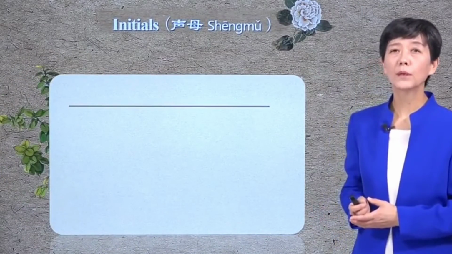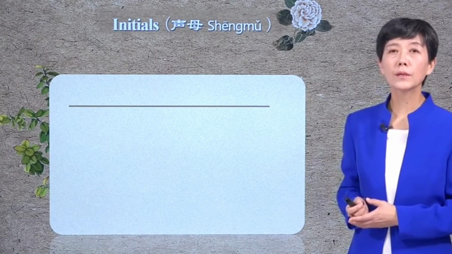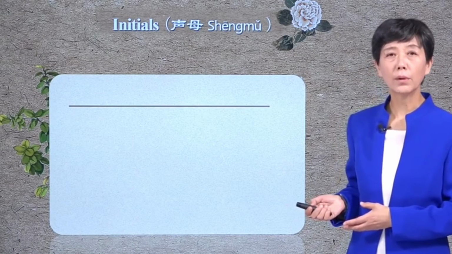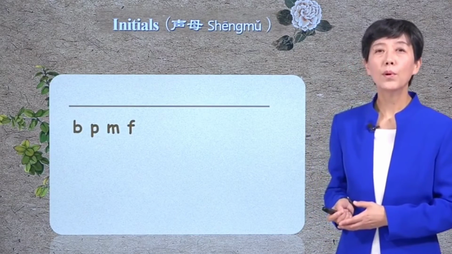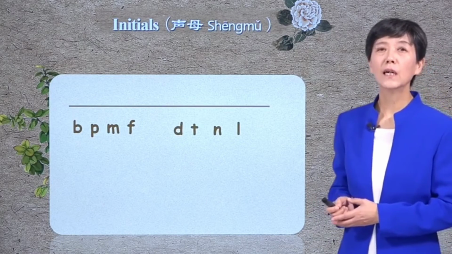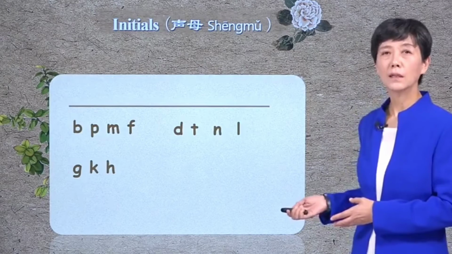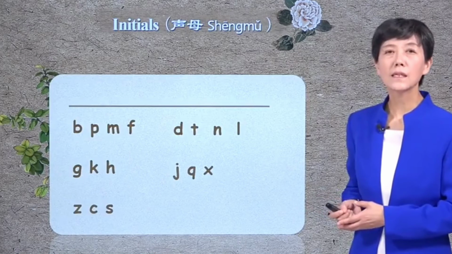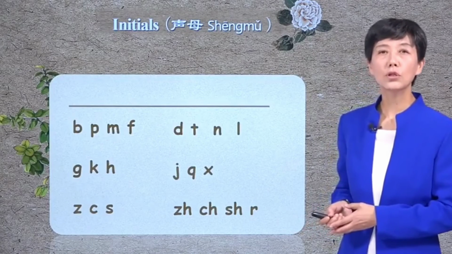According to the way of pronunciation, the 21 initials can be divided into 6 groups. You may listen to me first, and then practice on your own. Bo, po, mo, fo, de, te, ne, le, ge, ke, he, ji, qi, xi, zi, ci, si, zhi, chi, shi, ri.